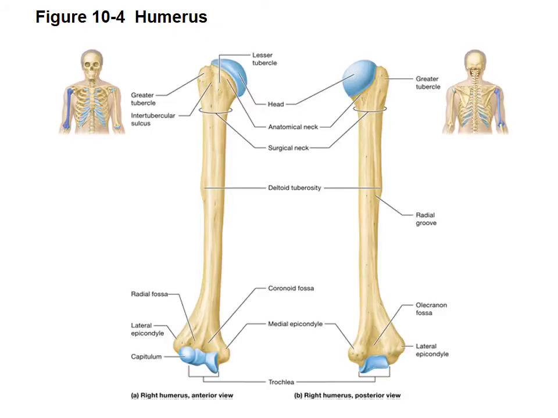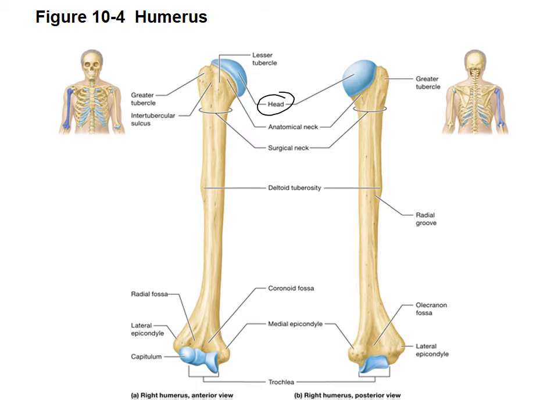So here's the humerus, the upper arm bone. And you see the head of the humerus there, and it's covered with hyaline cartilage. That's why it's blue here. Then just beneath that, you have what's called the anatomical neck. Then you have the greater and lesser tubercles, those small rounded projections coming off there.